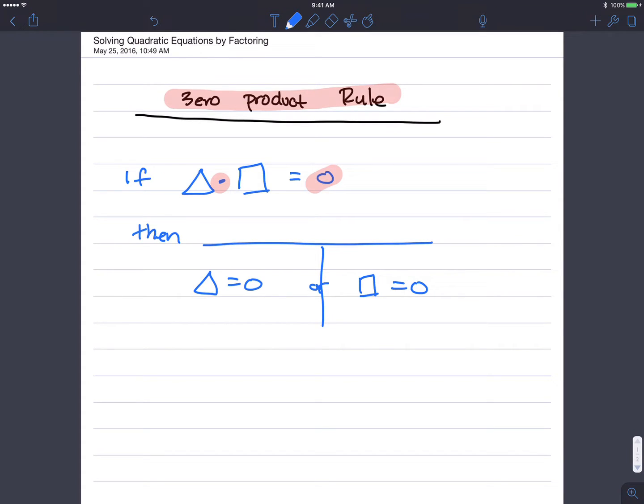Now, this rule is so important in mathematics that it's used from here on in every math course that you'll ever see. This thing called the zero product rule. And so I actually draw this T here just to separate the terms from a triangle and a square. What this means is one of them is 0 or they're both 0.